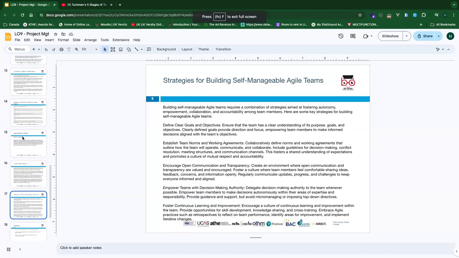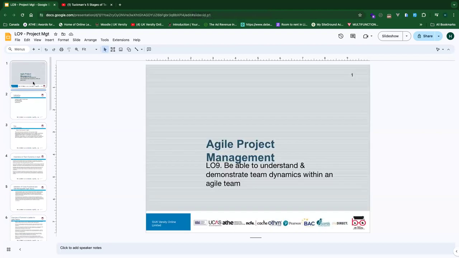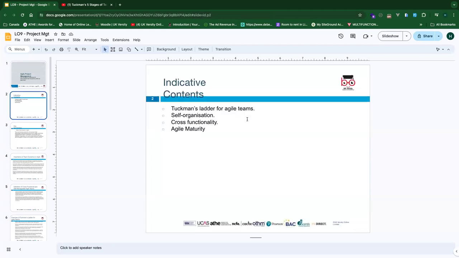So that brings an end to learning outcome 9, which is to be able to understand and demonstrate team dynamics within agile teams. Also, just to recap, these are the indicative contents: Tuckman's ladder for agile teams, self-organization, cross-functionality, and agile maturity.